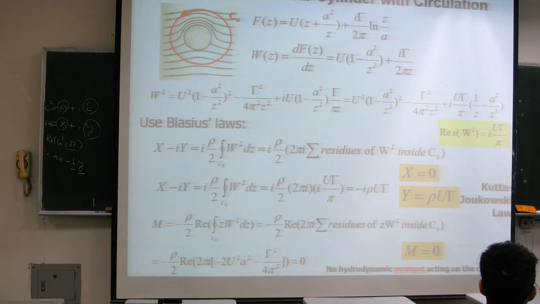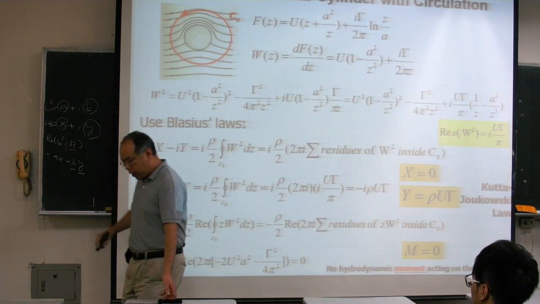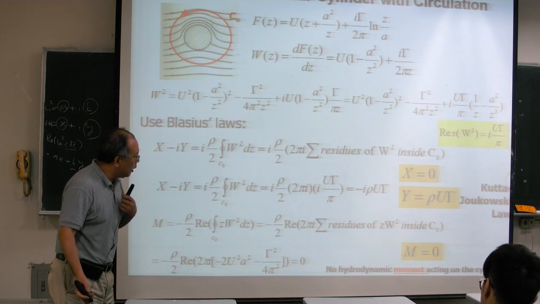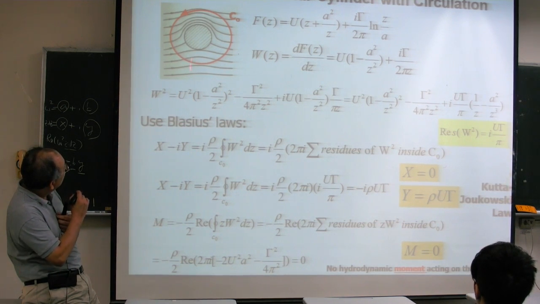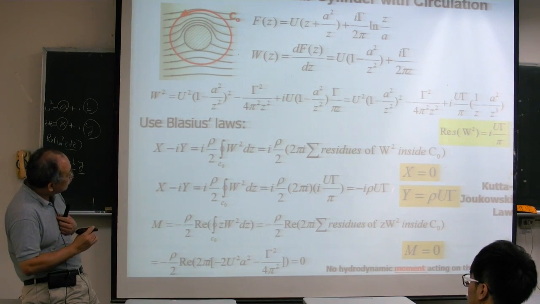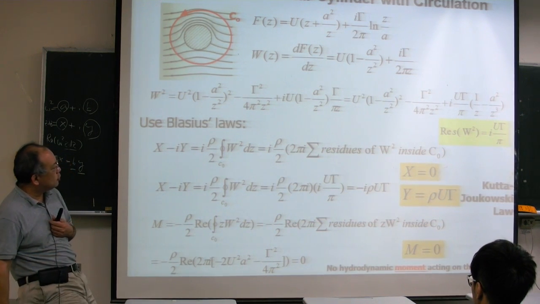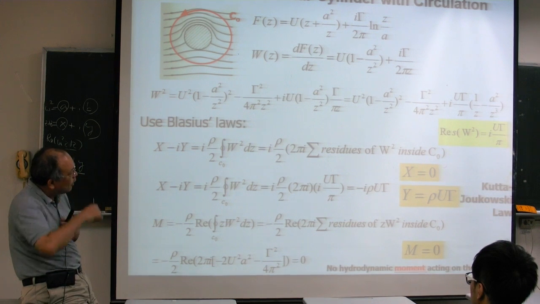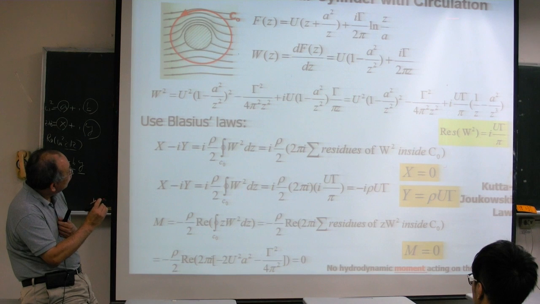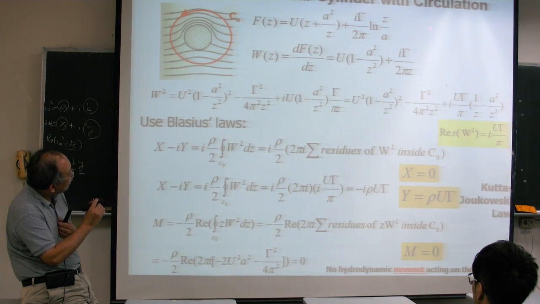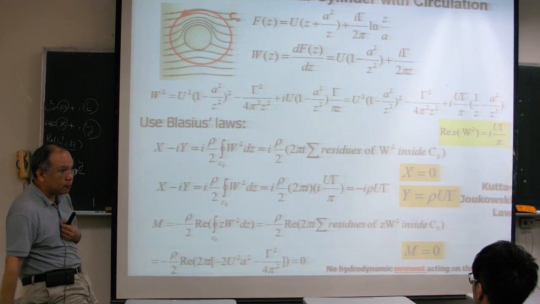Okay, so that's the exact same equation we have. So that's the equation here. y equal to rho U gamma is exactly the same formula we got for flow over an airfoil. Okay, once you have a circulation gamma, the upward direction force, the y direction force, will be equal to rho U gamma. Okay, that's the Kutta-Joukowski law. So for flow over a cylinder with circulation, once you have a circulation gamma, you will generate lift acting on this object.